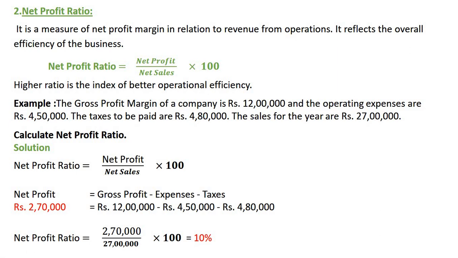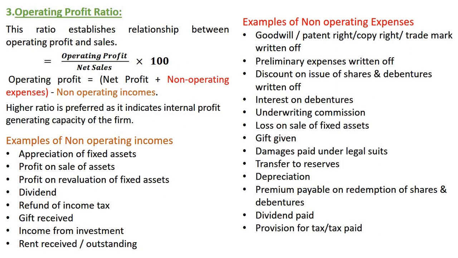It indicates that in this firm the net profit margin is 10%. You can understand it like this also: for every 100 rupees of sales, the firm earns 10% as net profit. Let us see another profitability ratio, that is the operating profit ratio. It is a modified version of the net profit to net sales ratio. This ratio establishes the relationship between operating profit and sales. The formula for calculating the operating profit ratio is operating profit divided by net sales into 100.